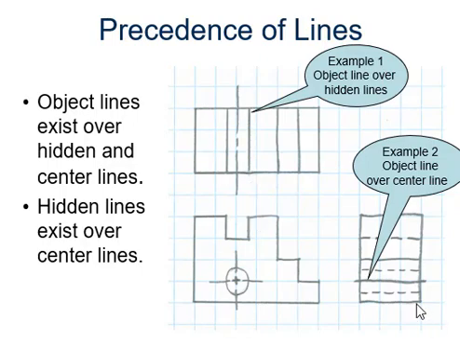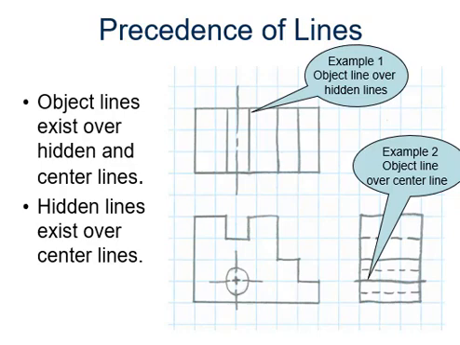Something you might notice, however, is that this object line is actually extending beyond the object. That's to show that underneath this object line, there is this center line that would extend out from the sides. Hidden lines, by the way, exist over center lines. I don't have an example of that in this slide.